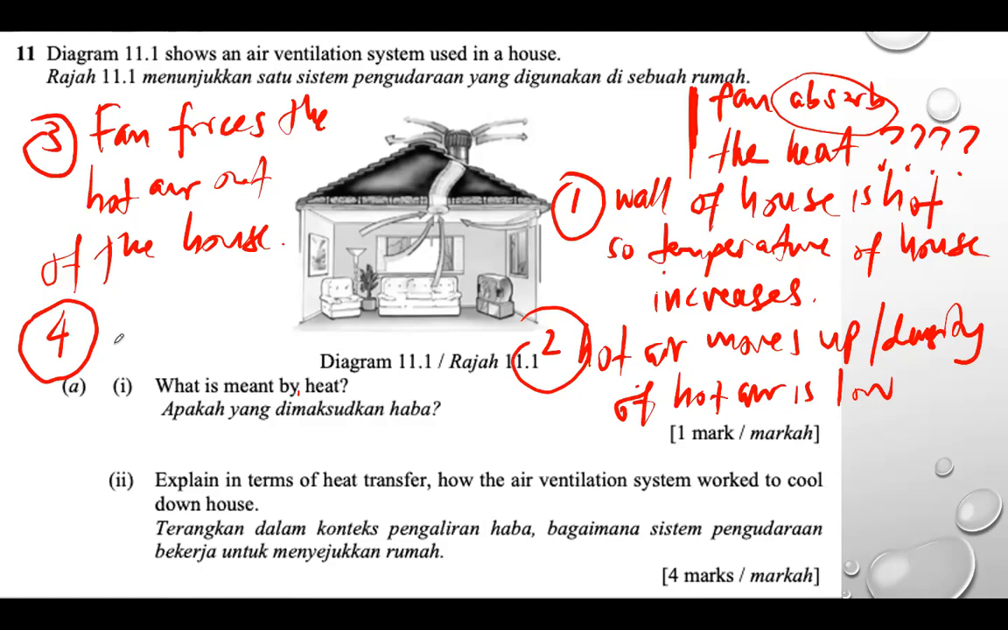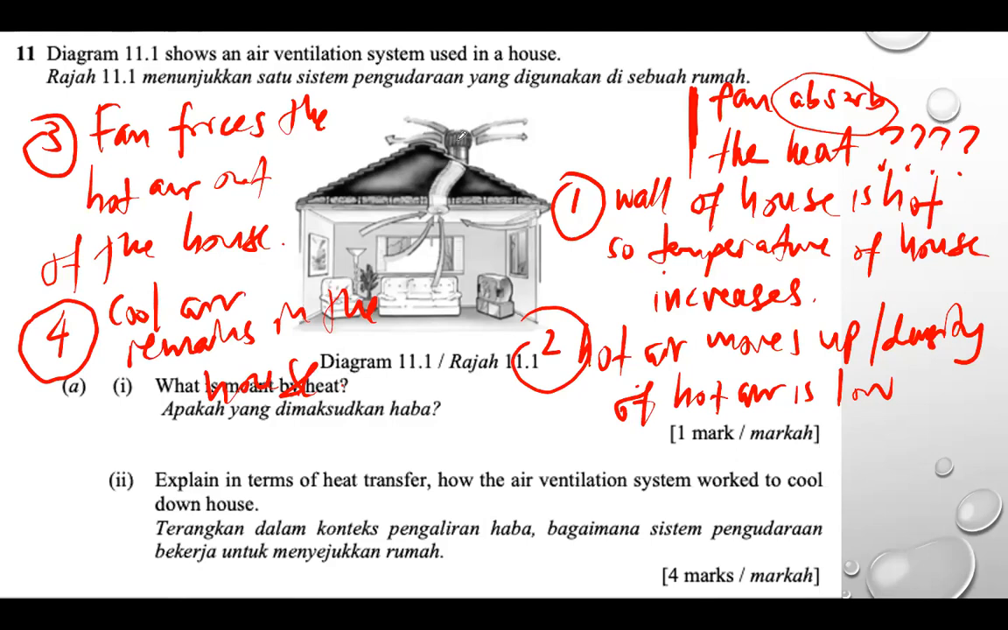Okay, and then the last one is cool air remains in the house. Okay, that's the fourth point. So the wall of the house is hot because, you know, of the hot day. So the temperature inside the house increases. Hot air moves up because it's low density. The fan forces the hot air out of the house. The fan sucks out the hot air because dia paling dekat di atas. Okay, and then the cool air remains in the house.